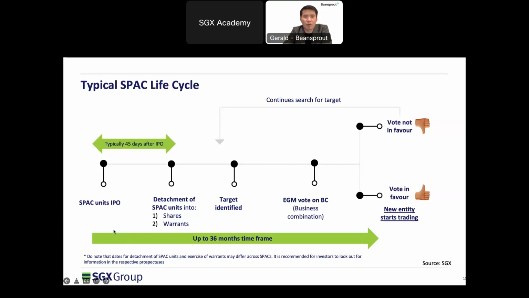What we have seen for the Singapore listed SPACs is they've gone through the IPO process. We saw the detachment into the shares as well as the warrants. And one out of the 3 SPACs that have been listed has identified a target and made the announcement about which company they are looking to have a business combination with. So we need to be very familiar with this process as a holder of the SPAC shares.